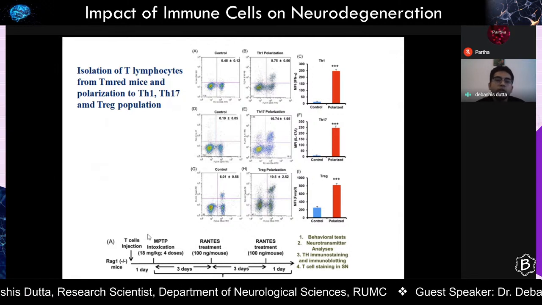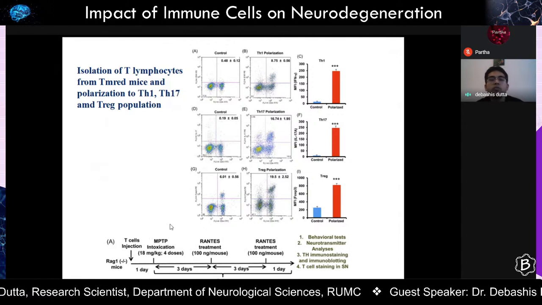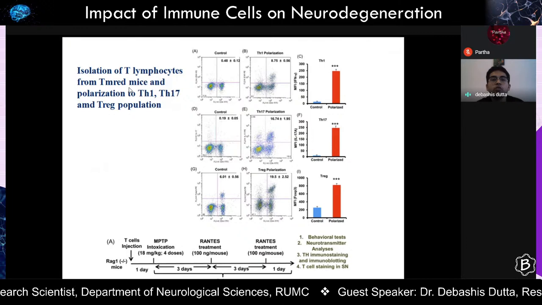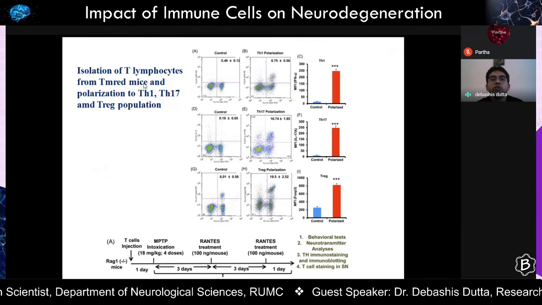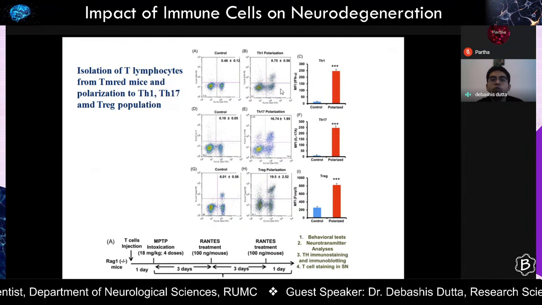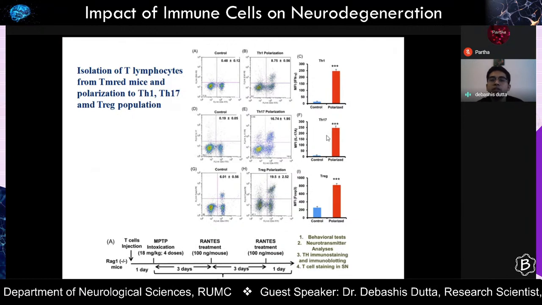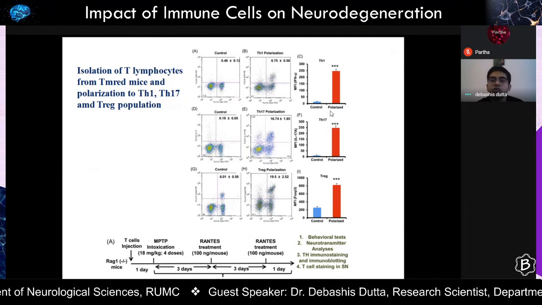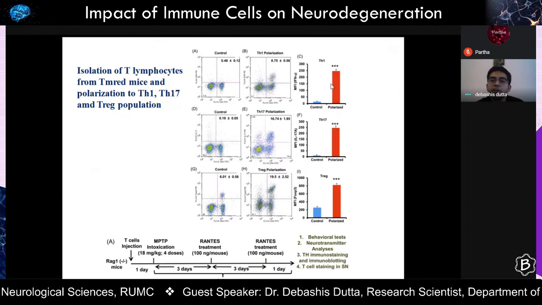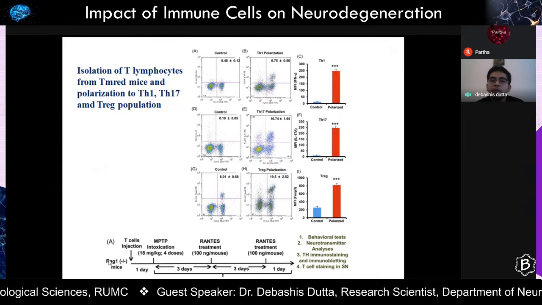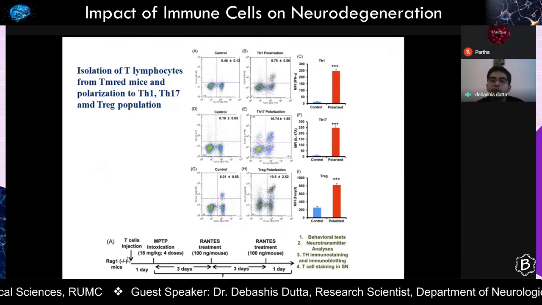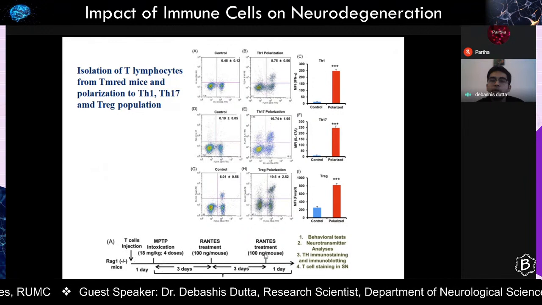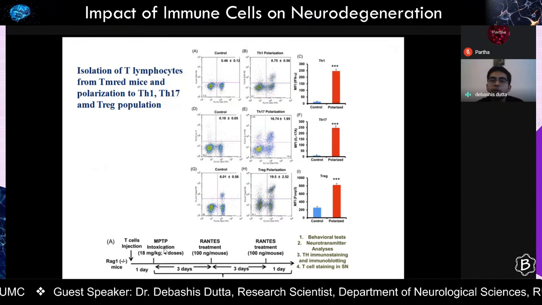So we adoptively transferred some T cells from outside. Where are these T cells coming from? Initially, we took T cells from the spleen of tomato red mice and in vitro polarized them to either Th1, Th17 or Treg phenotype. We enriched these cells in vitro and then transferred them into RAG1 knockout mice. After 1 day of T cell treatment, these mice received the MPTP injection and were kept for 7 days.